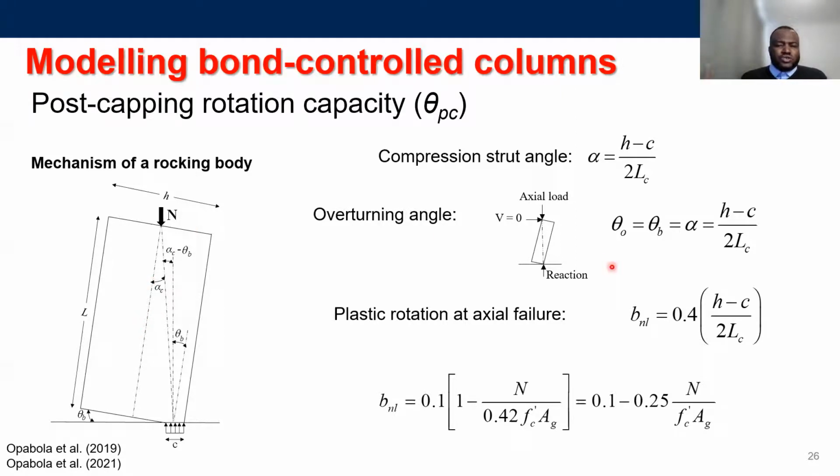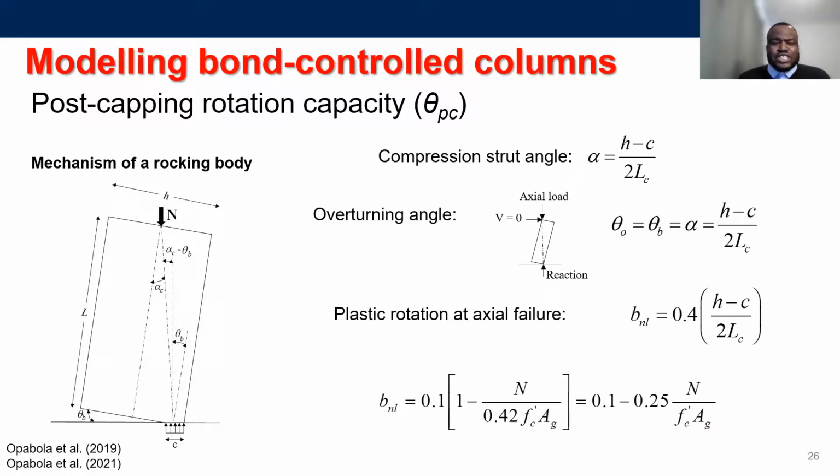And I won't really go into much detail of the calculation, but the background is from this overturning angle. When you combine it with the expected flexibility you get in the column, as well as account for the crushing that will happen at the compression to lead to axial failure, you actually find out that the plastic rotation at axial failure for bond-controlled columns is mostly dependent on axial load, pretty much because they are rocking. So the axial load is really the most important parameter.